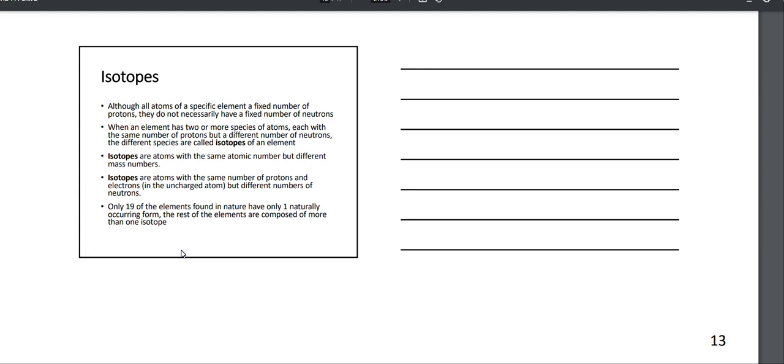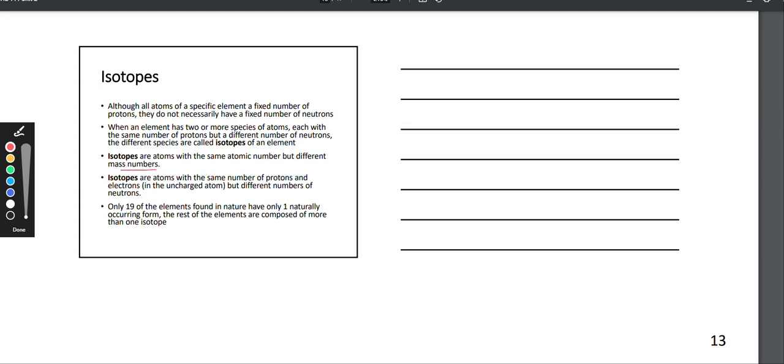So when an element has 2 or more species of atoms, each with the same number of protons, so our number of protons still remains unchanged, but a different number of neutrons, then we call that an isotope. If you were to draw a comparison between ions and isotopes, it's right there. Ions are formed when electrons are gained or lost. Isotopes, however, are formed when neutrons are gained or lost. Isotopes are atoms with the same atomic number, but a different mass number.